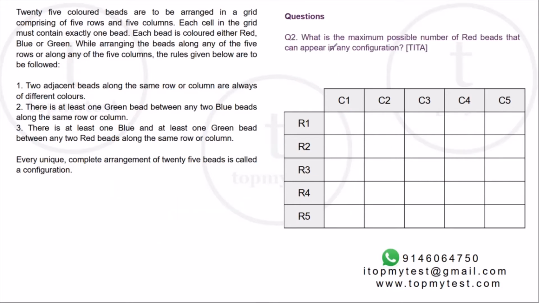Second one says, what is the maximum possible number of red beads that can appear in a configuration? Okay. I need to maximize the number of red beads. Now I need to follow this criteria that at least one blue and one green should be there in the same row. So I'll try to pack these reds as close to each other as possible so that I can maximize the number of reds. Okay, so let's start with a red here. If I put a red here, you'll have to put either a green or a blue something here. So the next red can come on only here. Right, there is no more space in the row.